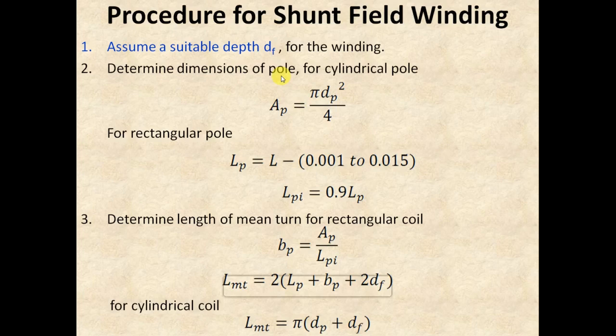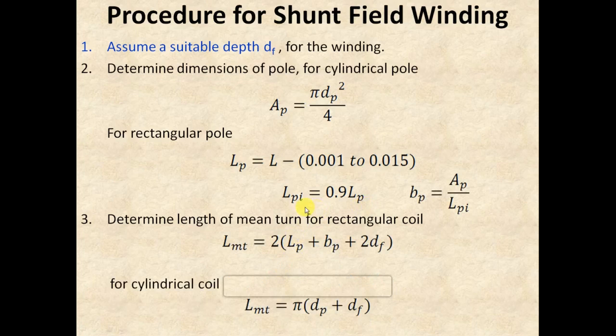If the pole is cylindrical in shape, very easily we can find the diameter of the pole from the area of the pole using the standard relation A is equal to pi d square by 4. While in the case of rectangular pole, we have to identify its length and width of the pole. So while considering the length of the pole, we can consider the iron length or the active length of the pole. Due to the effect of this slotting, the net iron length of the pole is actually 0.9 times the actual length of the pole. This is due to the effect of slotting.